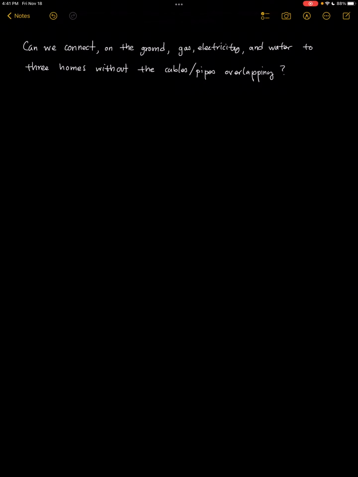Hello. So I was presented with some requests about extending this notion of planar graphs. And to that extent, what I will do is to explore a classical question, which is the following. Can we connect on the ground gas, electricity, and water to 3 homes without the cables or pipes overlapping? Well, the idea is that we can model this situation using the following graph.